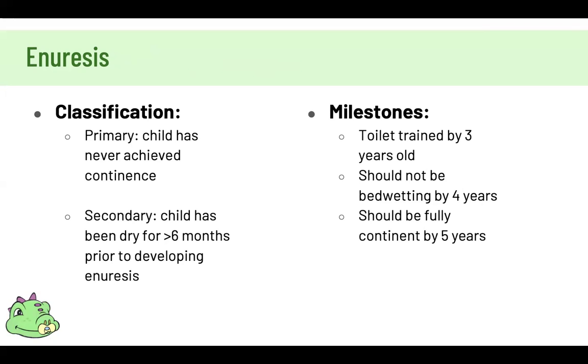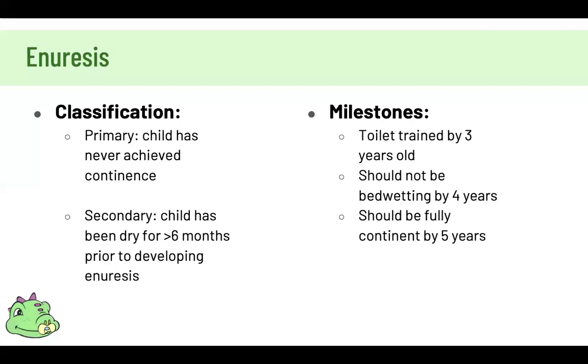So as we mentioned before, essentially there's a reversal in their continence. And that would lead you to suspect that maybe there's some underlying pathology rather than it being behavioral. The milestones to normally meet to toilet train.